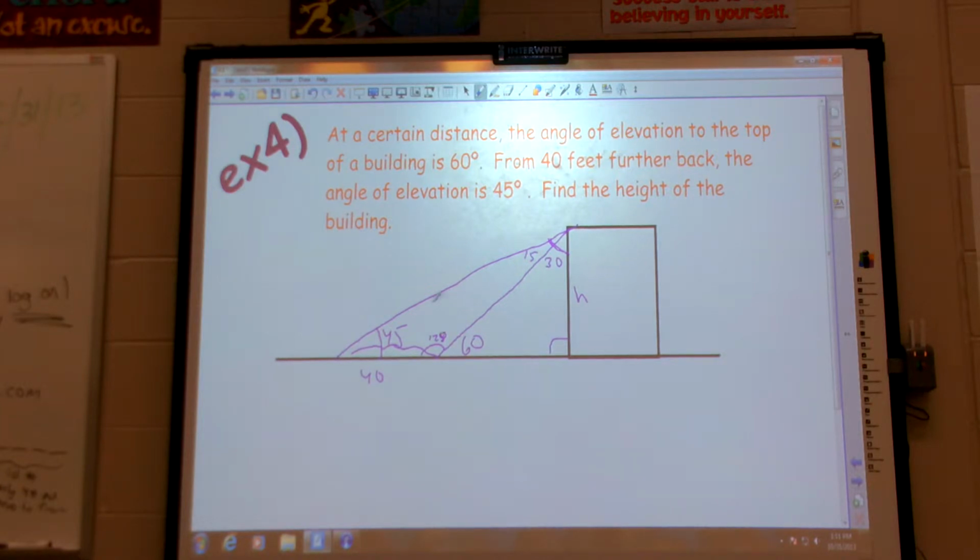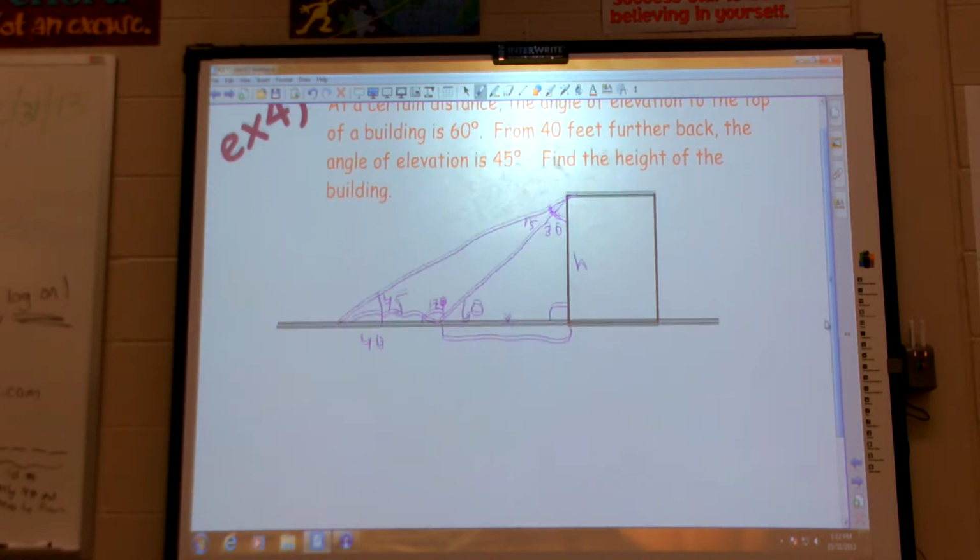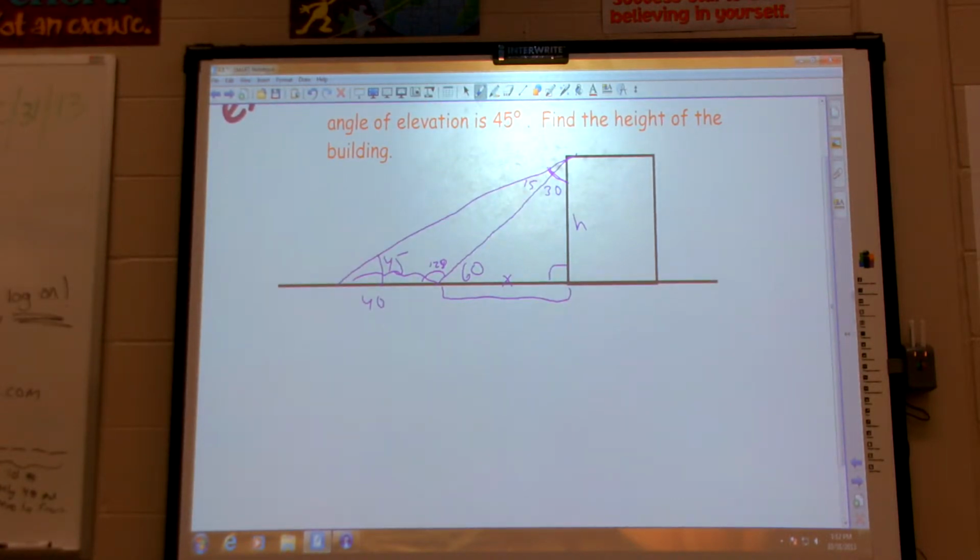Our problem here is we can't use any right triangle because we're missing this distance, correct? No matter if I look at this triangle or the big triangle, I need that in order to find this, correct? But I don't have any clue what the hypotenuse is. So I'm going to call that x. I'm going to introduce a second variable. Now let's look at this big triangle, the whole triangle.